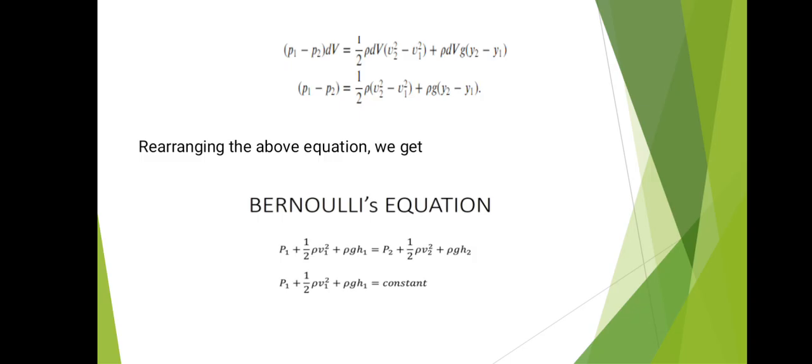P1 plus half rho v1 squared plus rho g h1 equals constant. Bernoulli's equation is P plus half rho v squared plus rho g h equals constant.